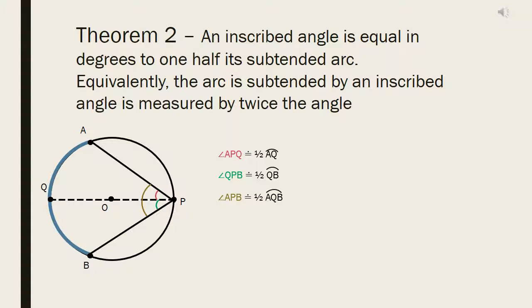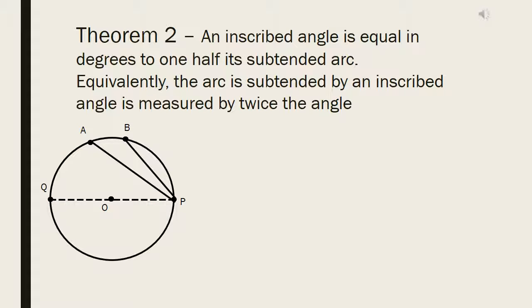The third way to prove this theorem is much like the last one, except this time point O is outside the angle in question. And just like before, we can see that angle APB is equal in degrees to 1/2 the arc length AB, and the angle QPA is equal in degrees to 1/2 the arc length of QA. Again, adding them together, we can see that angle QPB is equal in degrees to 1/2 the arc length QAB.